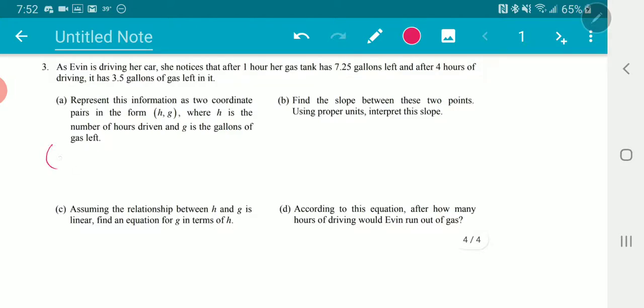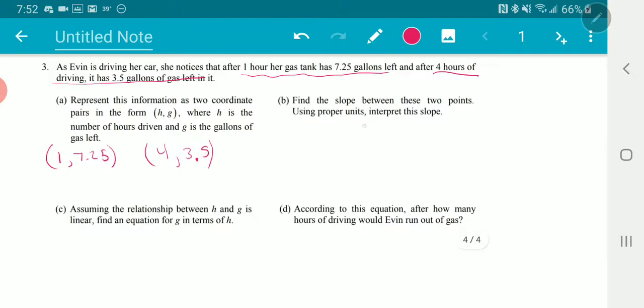Okay, my first one would just be after 1 hour, there are 7.25 gallons. My second one is going to be that after 4 hours, there are 3.5 gallons. So 4 hours and 3.5 gallons. That's it. That's all part A is asking for.